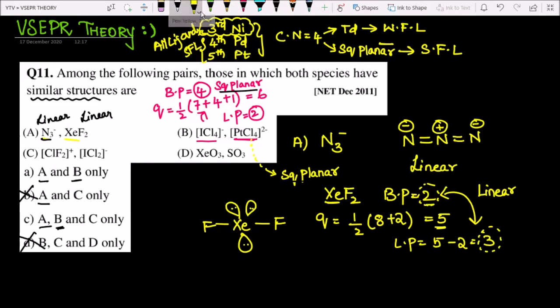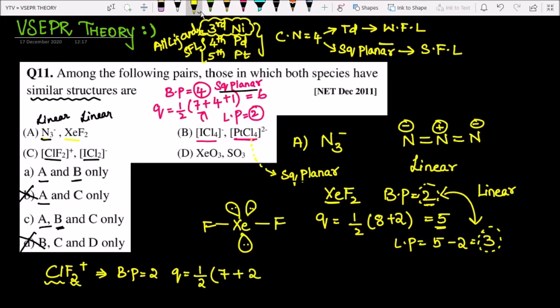Now if you check option C, they have given you ClF2 plus and ICl2 minus. For this we can very well check. What do we do? ClF2 plus, right? The bond pair is equal to 2. Then find the quotient value, which is equal to half into the number of valence electrons of the central atom, 7, plus the number of monovalent atoms, 2.